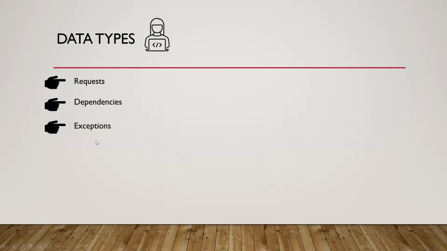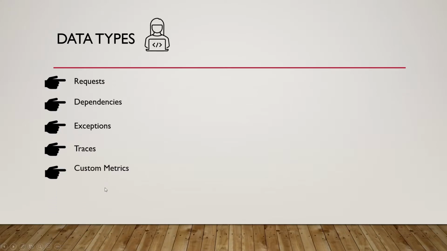Next, we have exceptions, and those can be handled exceptions or unhandled exceptions. Those can be collected to Application Insights as well. Next, we have tracing, and those can range from your console logs to whatever logging mechanism you are using in your application. So traces is just another word for logs that you configure in your application.